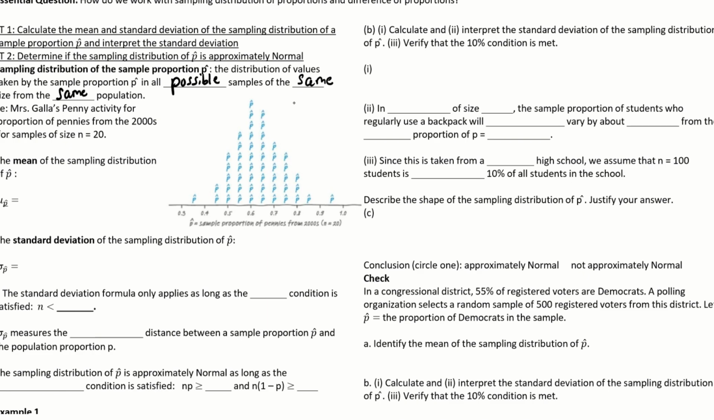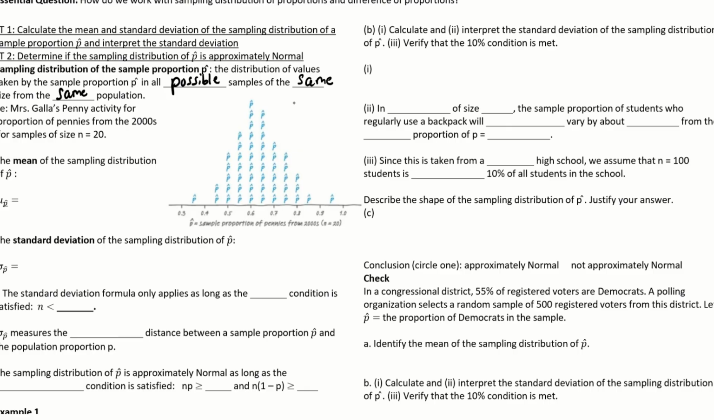Now this graph, this distribution, is taken from a penny activity from the book, in which they took a pile of pennies, and took 20 pennies at a time from that pile. Then from the 20 pennies that they randomly selected, they identified the proportion of pennies that were from the 2000s. Once they got that proportion, they plotted it as a p hat in this graph.